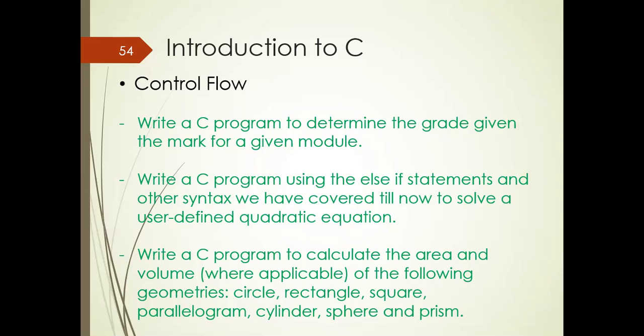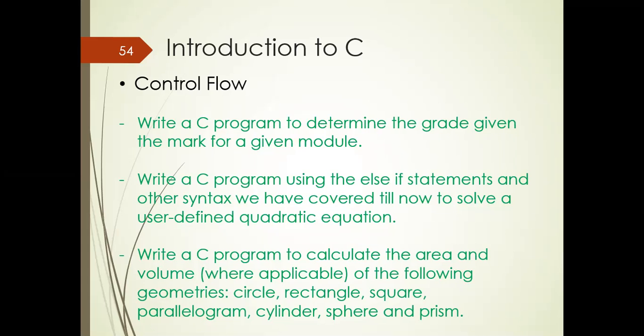Now, the third program is to write a C program to calculate the area and volume, where applicable, of the following geometries. You can calculate a circle, rectangle, or any of the shapes you want to add here. But the point is, you need to provide a key to the user to ask which geometry he wants to consider. Then based on that choice from the user, you need to provide specific messages to the user to request the required information. For example, a circle will not have volume, so you would request a diameter or the radius from the user.